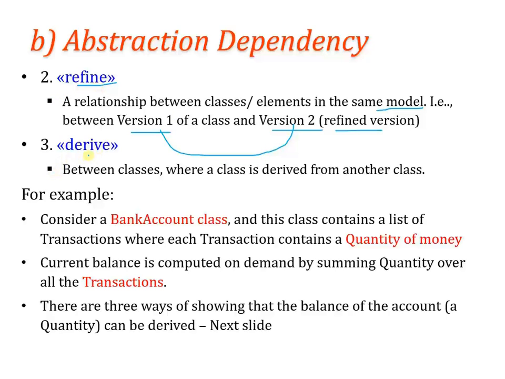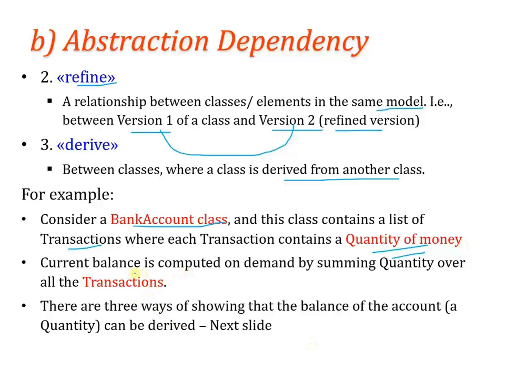And the last category of abstraction dependency is called derived dependency. So these two are between any two classes where a class is derived from another class. We can have some examples for this. Now consider there is a bank account class. This class may contain a set of transactions where each transaction will have a quantity of money. There can be multiple transactions which hold the quantity of money in different instances.